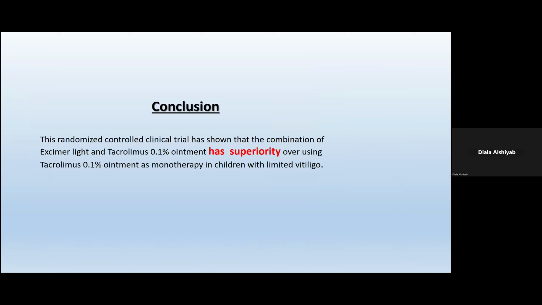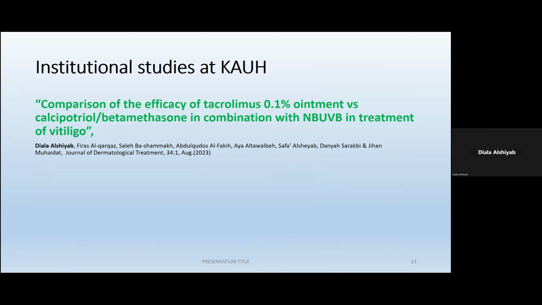So our conclusion for this study: the excimer light and tacrolimus has superiority over using tacrolimus ointment alone as monotherapy in children with limited vitiligo. The other study that we did in my hospital was a comparison of the efficacy of tacrolimus ointment versus calcipotriol or betamethasone in combination with narrowband UVB in treatment of vitiligo. So what was this study?